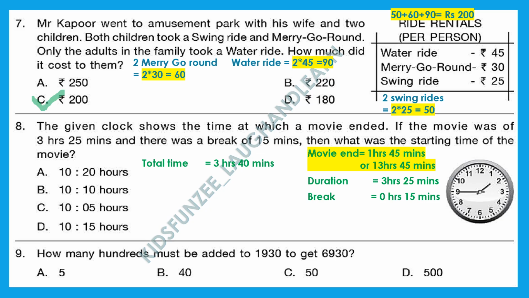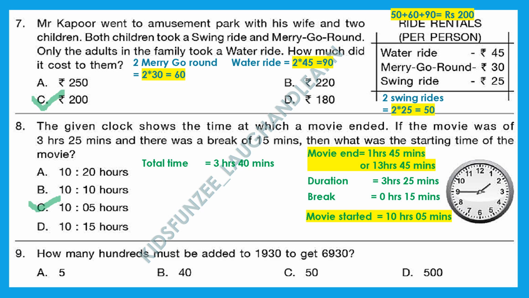So let's do the subtraction. From 13 hours, if we subtract 3 hours, we get 10 hours. And from 45 minutes, if we subtract 40 minutes, what do we get? 5 minutes. So the time when the movie started would be 10:05. The right answer here is option C. Let's see the next one.